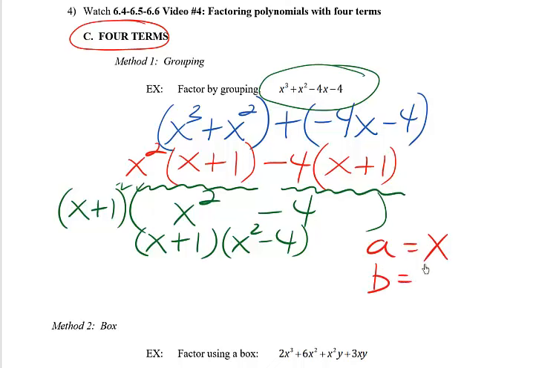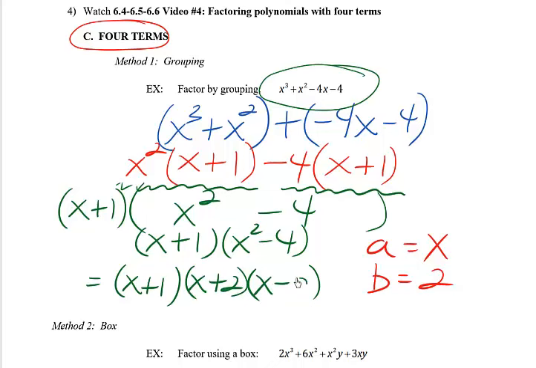And 4 is a perfect square because 2 times 2 is 4. This guy is a difference of squares, so I need to keep going. The x plus 1, I can't do anything further with that, but the x squared minus 4 further factors into an a plus b, a minus b situation. Here is the final answer to the problem.